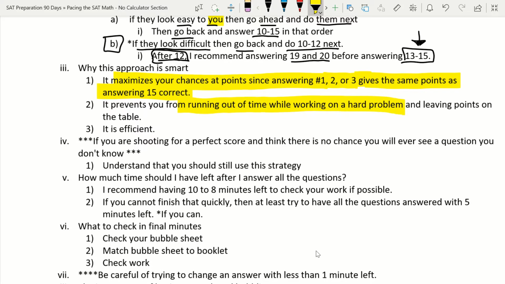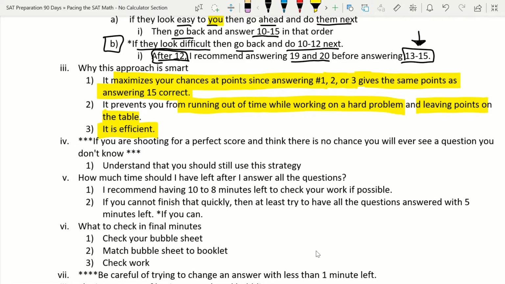If you were to start answering questions 13 through 15 before you answered questions 16 through 18, it would mean you're working on harder problems before easier problems, and you could end up running out of time working on the harder problems and leaving more points on the table. So those are the big 3 reasons. Also, it's really efficient, as I discussed in 2 and in number 1 here.